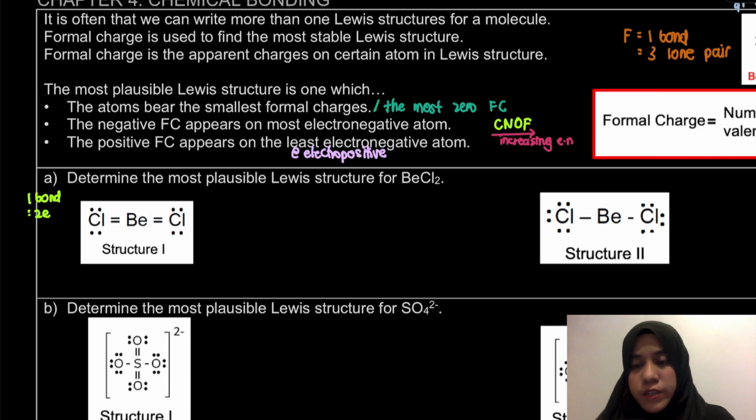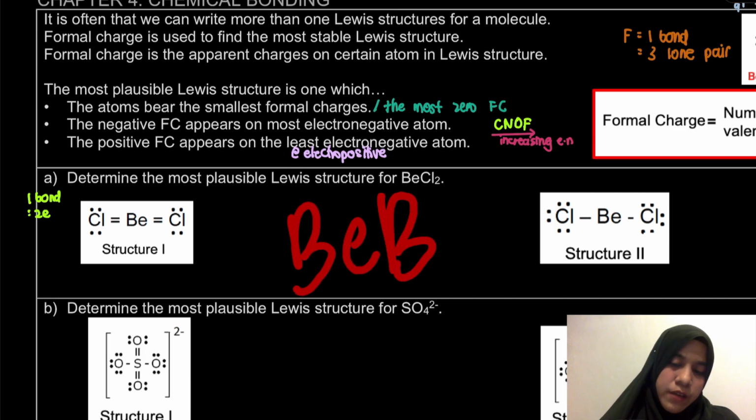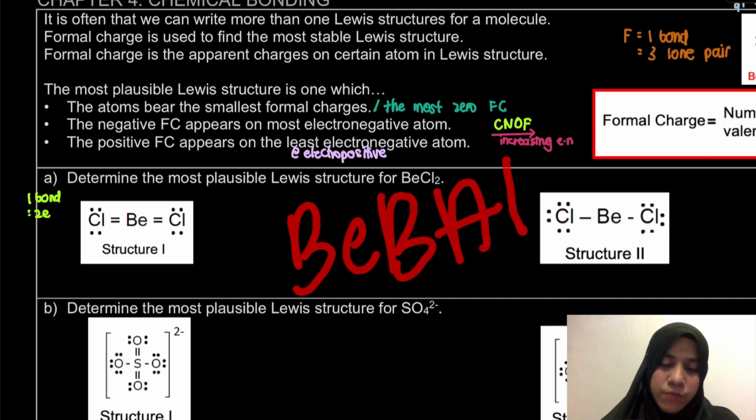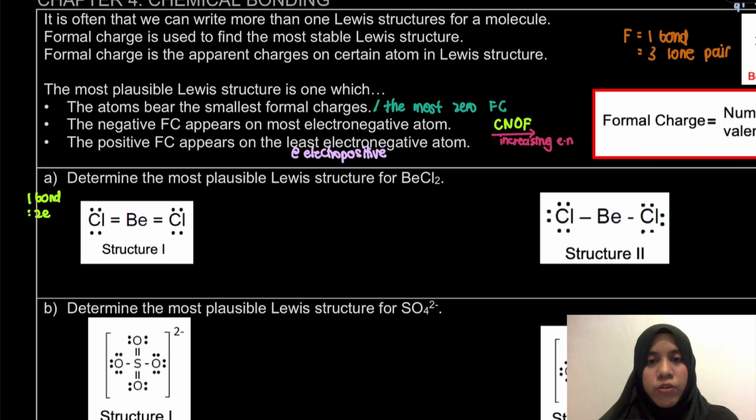What's the difference between structure 1 and structure 2? In structure 2, the chlorine itself achieves octet, but the beryllium only has 4 electrons: 1, 2, 3, 4. But you still remember, beryllium is in the family for the incomplete octet: beryllium, boron, aluminium. So, beryllium can have incomplete octet. Okay, so dua-dua ni is considered betul lah. But which one is the most plausible?